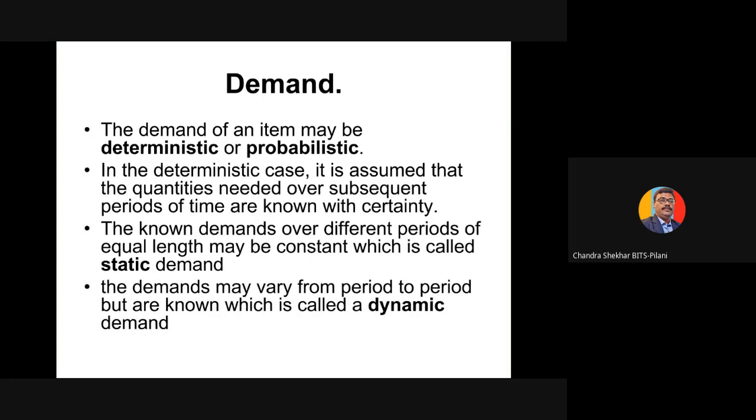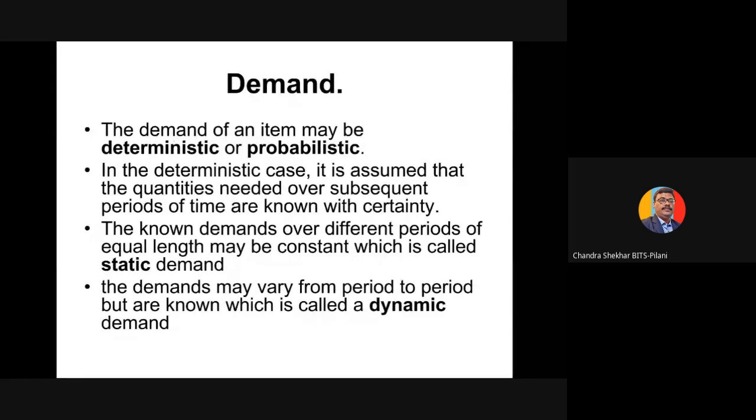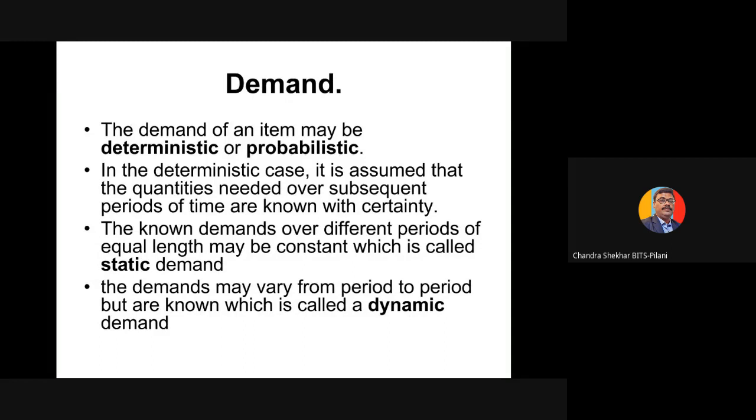If we have the deterministic case, we assume that the quantities needed over the subsequent time periods are known with certainty. Meaning when and how much we require, we know with certainty, then we say demand is deterministic. It can be of two types. It is classified as static or dynamic demand.